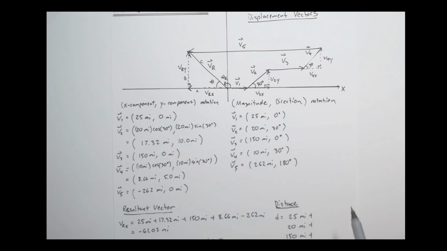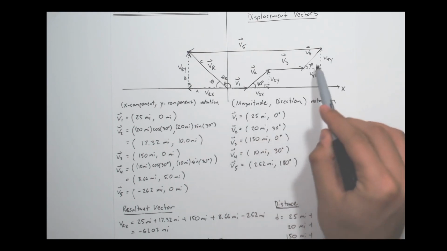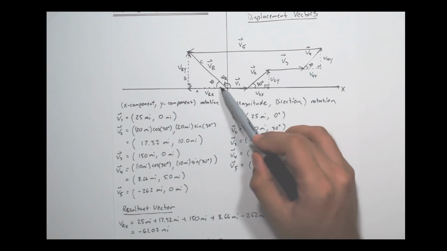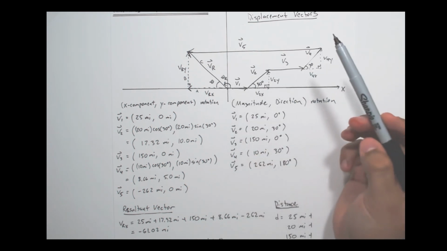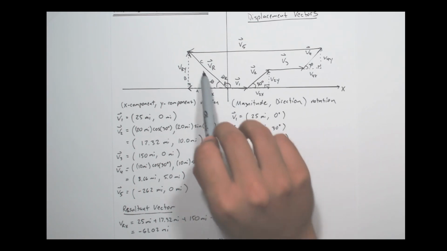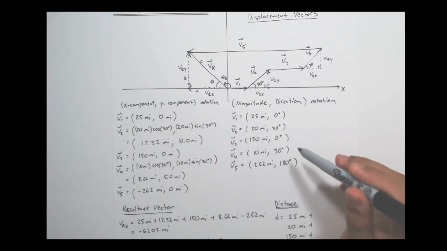So in this case, because the shape of the path is basically a big loop, we can see that the distance covered is going to be way bigger than the displacement. The distance and the displacement would only be the same if the object had just gone in a straight line from the start point to the end point.